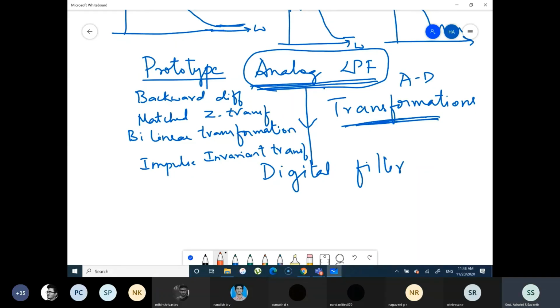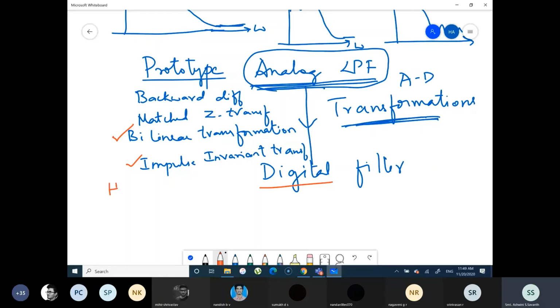Among these, bilinear transformation is very popular because it has its own advantages. We'll see what they are. So bilinear transformation is very popular, and then comes the impulse invariance transformation. BLT is usually the most popular technique of converting an analog filter to a digital filter.